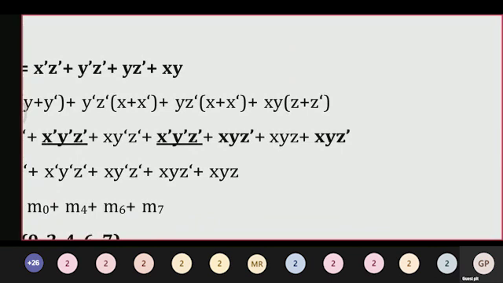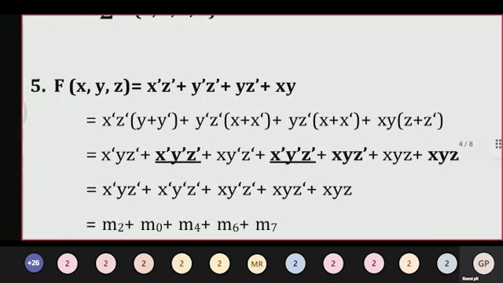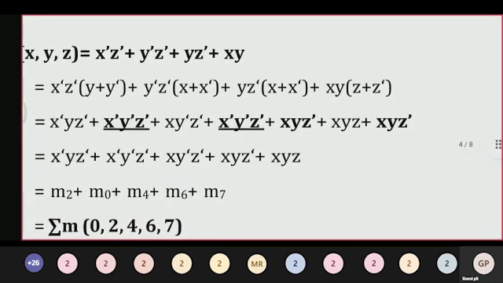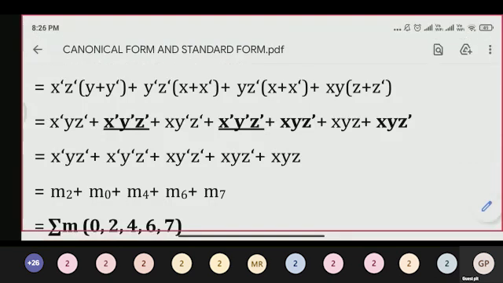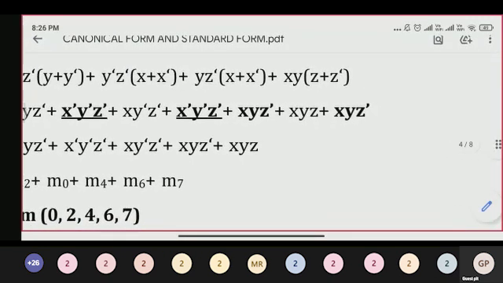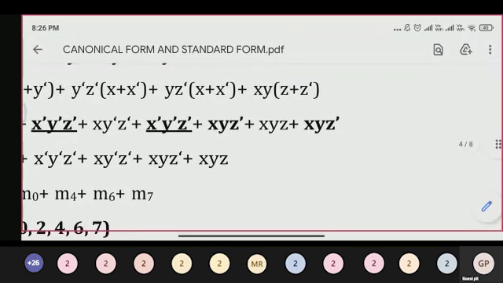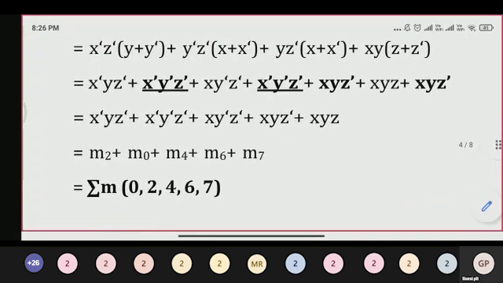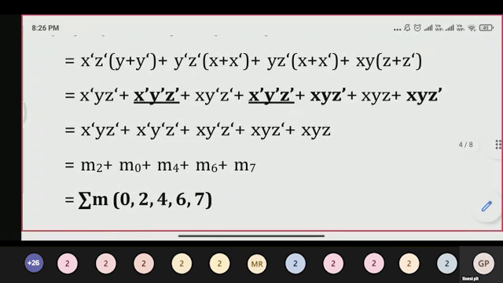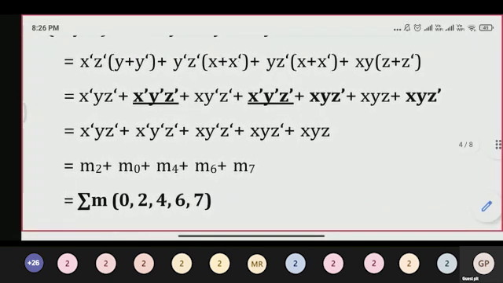Next you need to expand the expression by using distributive law. X bar y z bar plus x bar y bar z bar plus x y bar z bar plus x bar y bar z bar plus x y z bar plus x y z plus x y z bar, that is equal to x bar y z bar plus x bar y bar z bar plus x y bar z bar plus x y z bar plus x y z.